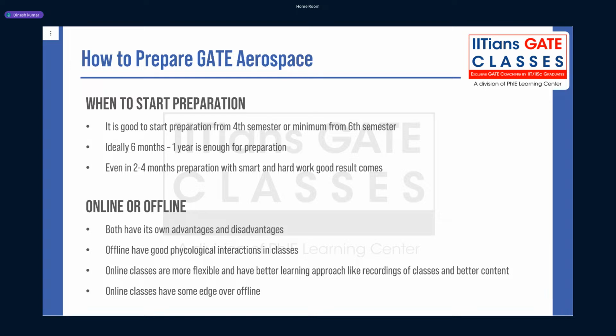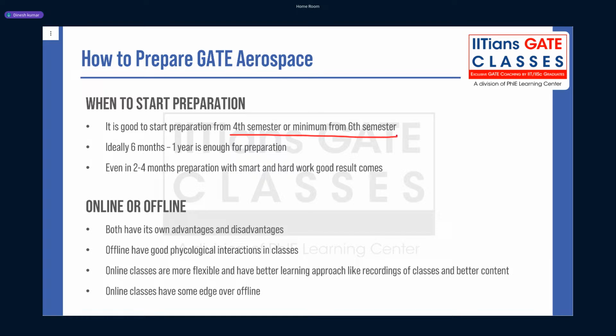And how to prepare for Gate Aerospace, guys? The one thing which is very important, when to start preparation. So I always suggest, guys, you must start preparation at least by fourth semester when you are in second year. So starting of the fourth semester, if you start preparation, you can write Gate in third year where you are eligible, or you should start in fifth or at least in sixth semester. Still if you have not started preparation, then you must start in seventh semester, because seventh semester is starting. So that means you can write your Gate in eighth semester.